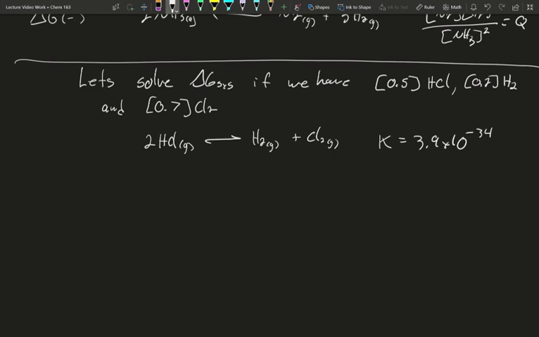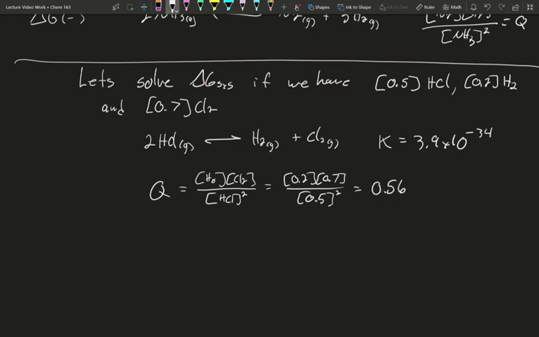We can tell right away from the K value, very little products, mostly reactants. So we don't expect this to go very far to the right, and if we check our values, we actually have a fair amount of stuff. So we can solve our Q for the moment. What is our Q? Well, for this reaction it's going to be H2 to the first, Cl2 to the first, over HCl to the second. 0.2, 0.7, over 0.5 to the second. Our Q is 0.56, so about 33 orders of magnitude off.